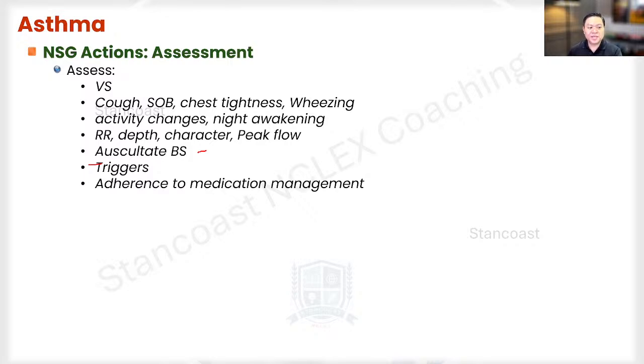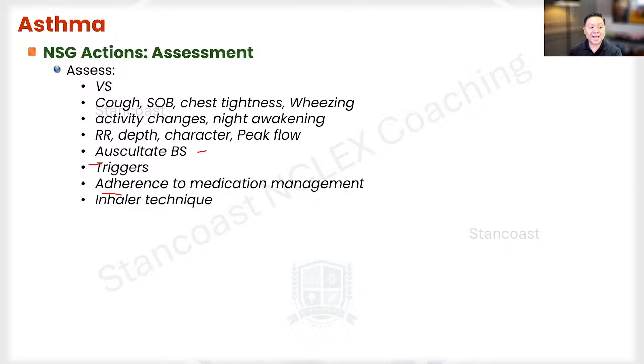Now, we're also going to make sure that our teaching will be geared towards compliance with their medical or pharmacological treatment, because if they're not really taking the medications that we prescribed at home, they're not really going to be able to do a whole lot of stuff at home. Yeah, they will frequently encounter those asthma attacks, maybe on a daily basis.